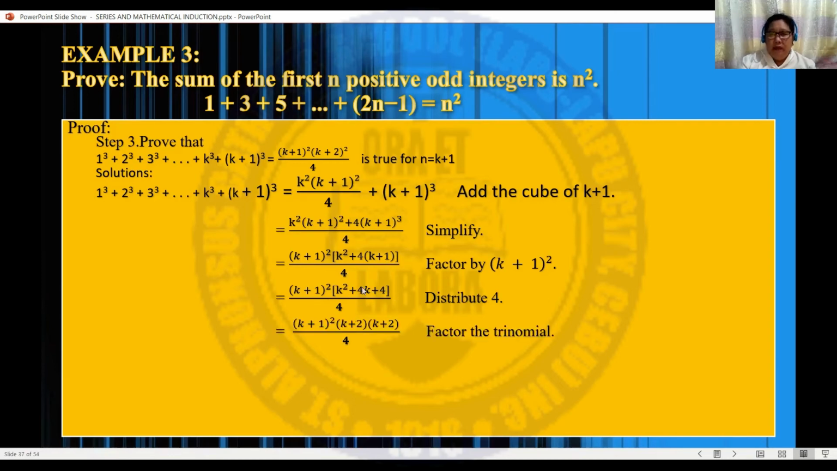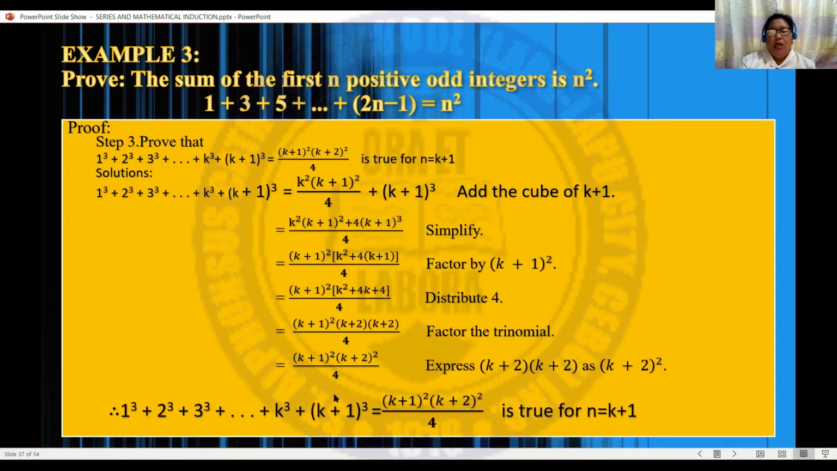And then factor the trinomial. The factors are k plus 2 and k plus 2, wherein you can change this into the square of a binomial. So what we have now is the square of k plus 1 times the square of k plus 2 over 4. Therefore, this expression is equivalent to this, and this is true for n is equal to k plus 1.